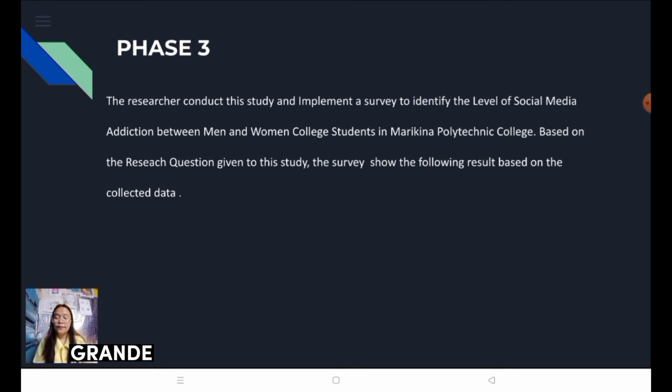Phase 3 will show you how we conducted our study and how we computed using mean, variance, standard deviation, and t-test in our study. These are the results of our study.